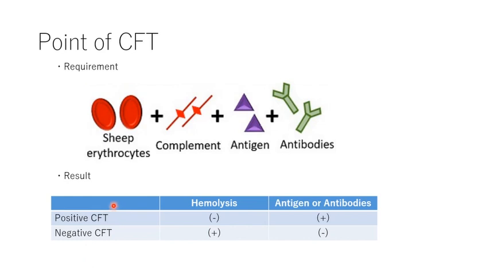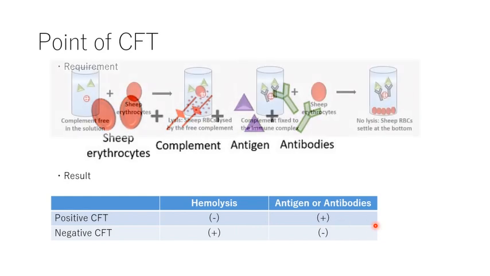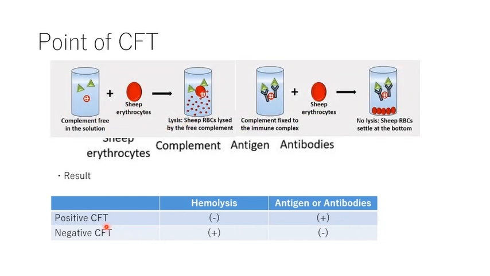A complement fixation test requires an antigen, antibodies, complement, and CF erythrocytes. If hemolysis of CF erythrocytes does not occur, the complement fixes with the antigen and antibody complex and gives a positive result for the CFT. In contrast, hemolysis of CF erythrocytes indicates the presence of free complement and gives a negative result for the CFT.